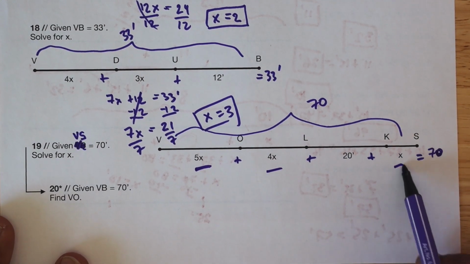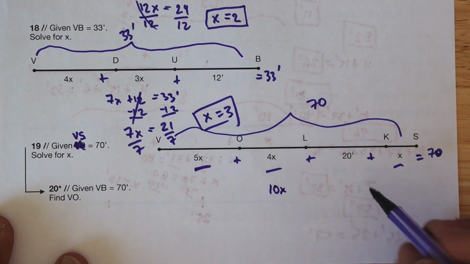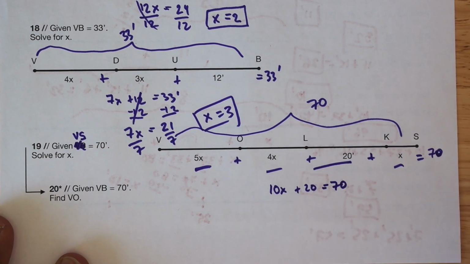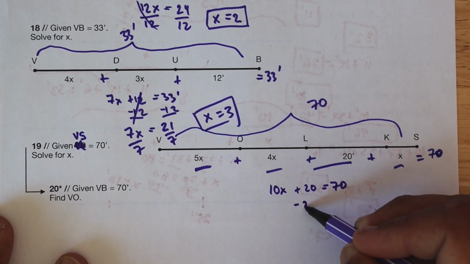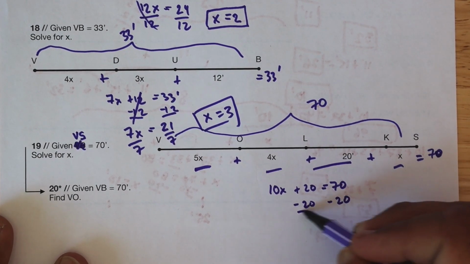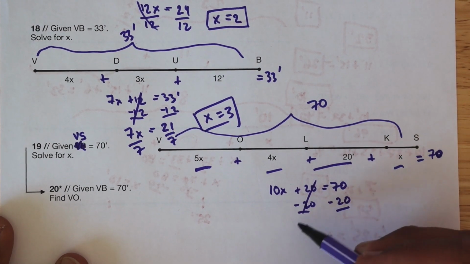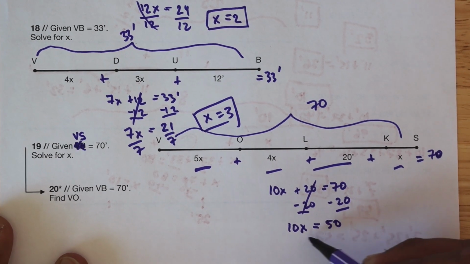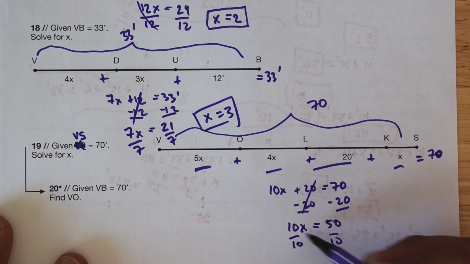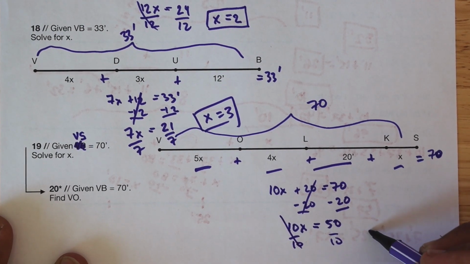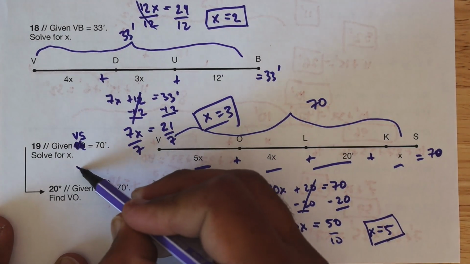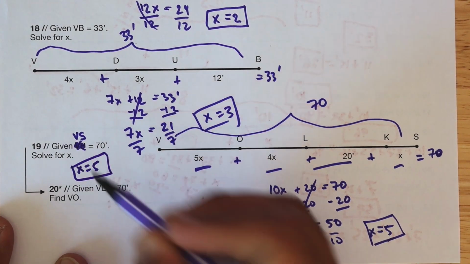So 5x plus 4x plus x gives me 10x plus 20 equals 70. So I'm solving for x, subtract 20 from both sides, and I get 10x equals 50. Get x by itself by dividing by 10 on both sides. And I get x equals 5. Am I done? For number 19 I am. X equals 5.